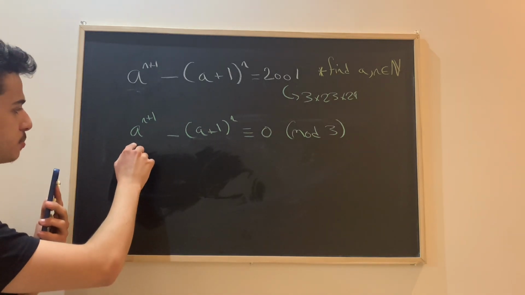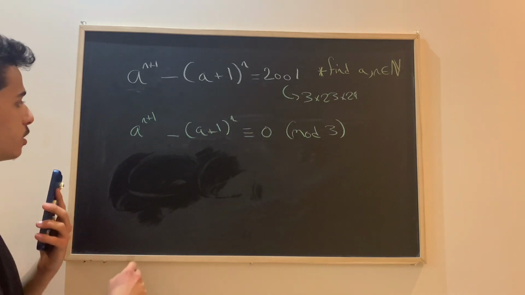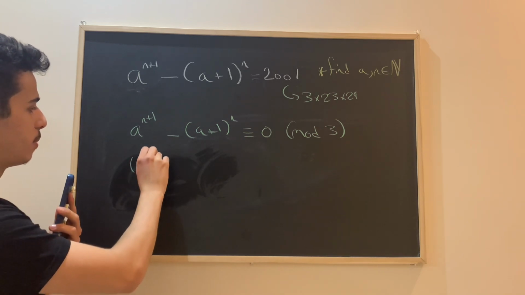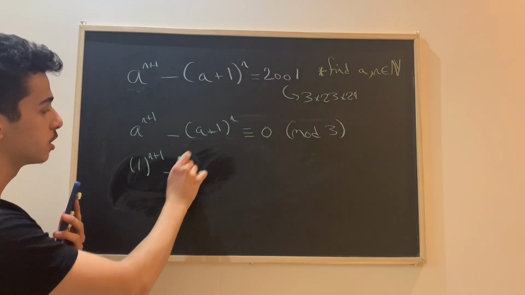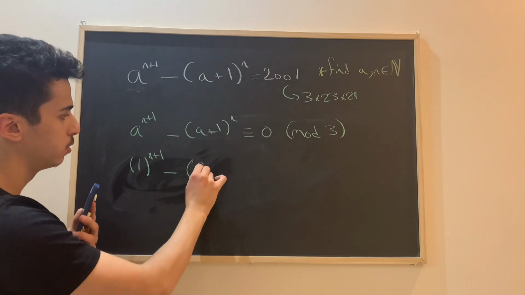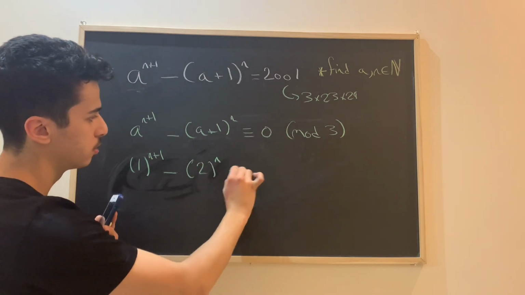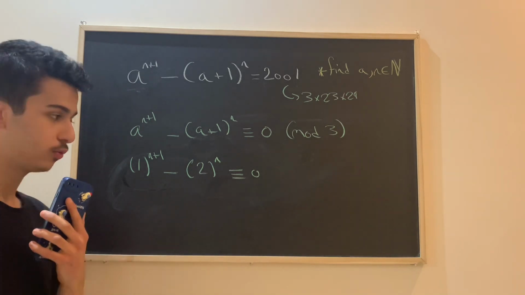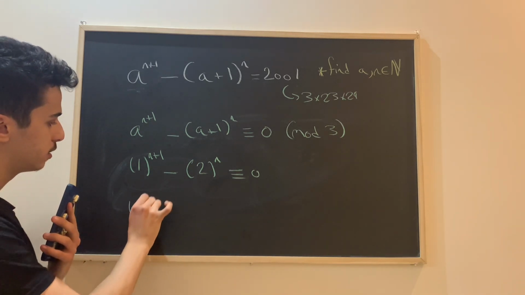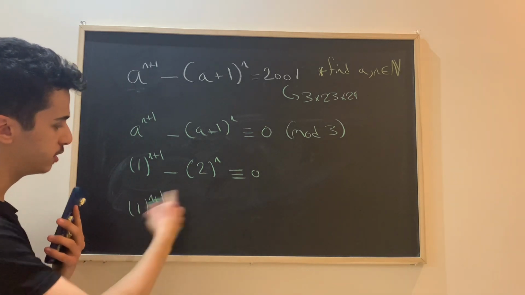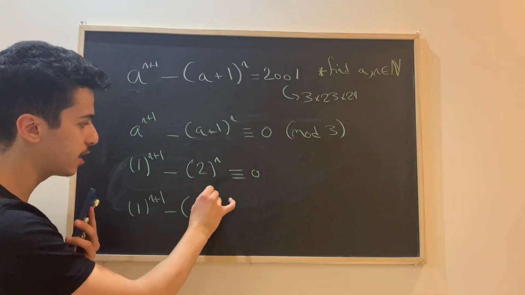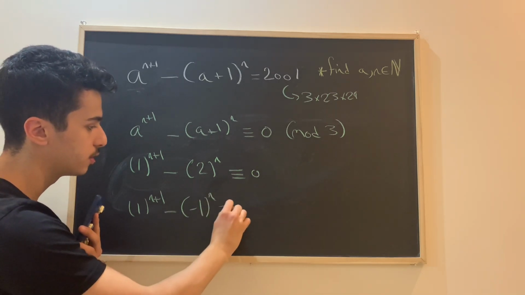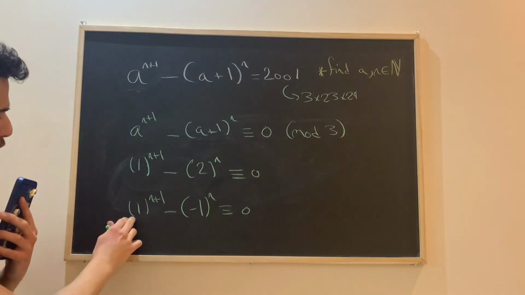So a must be congruent to 1 modulus 3, so 1 to the power of n plus 1 minus (1 plus 1), that's 2, to the power of n, that's congruent to 0. Now 2 is congruent to negative 1 modulus 3. And this is helpful because 1 and minus 1 could cancel out and produce the 0 that is needed. Now 1 to any power is just 1.